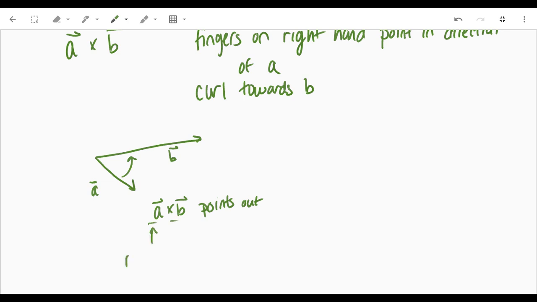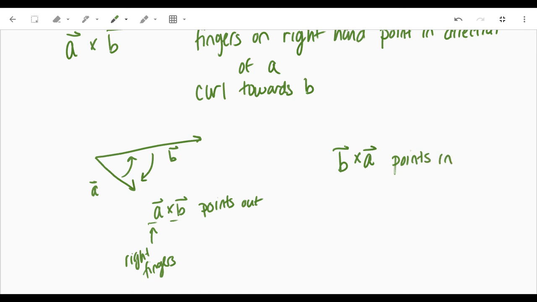So your right fingers go in the direction of A. If I did B cross A, now I want my right hand fingers to be in the direction of B, and if I'm going to curl towards A in the shortest distance possible, then my thumb would be pointing into the board. So B cross A points in.